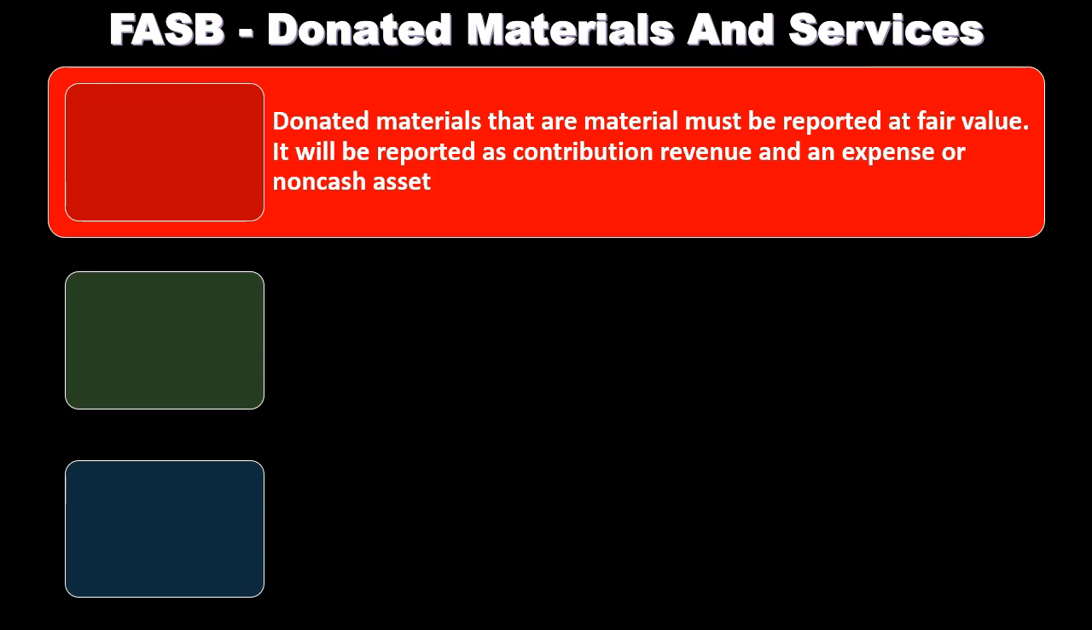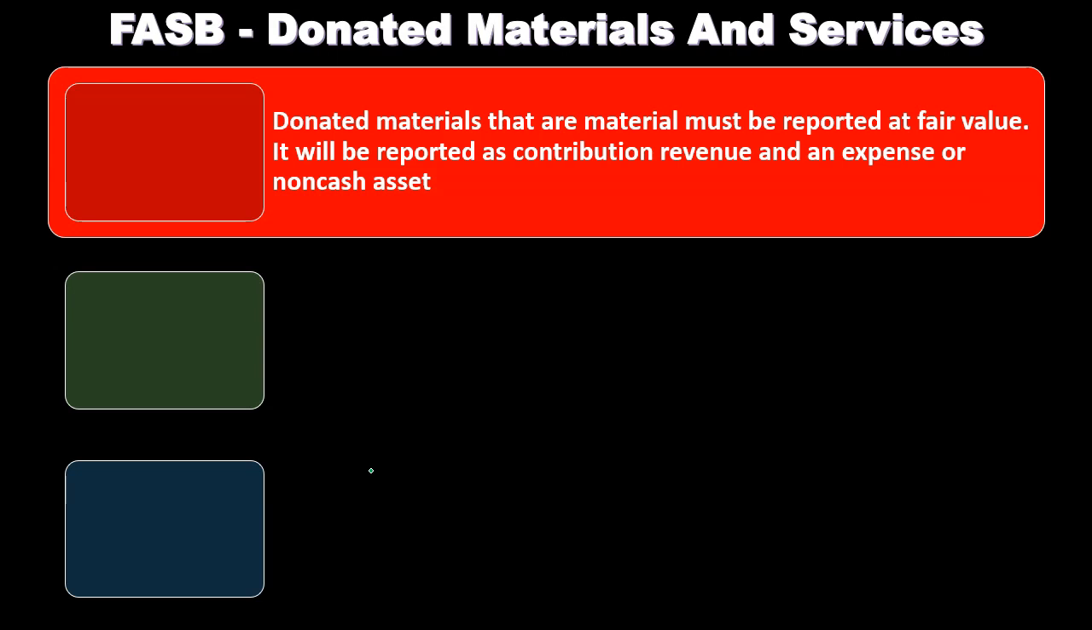So if there's a donation to the medical organization of materials which are material to that organization, then they need to be reported at fair value. It will be reported as contribution revenue and an expense or non-cash asset. In other words, if we were to think about the types of transaction, we're going to have revenue in relation to the donation. We're going to have a credit to revenue. Then the debit, if we consume it immediately, would be to an expense.